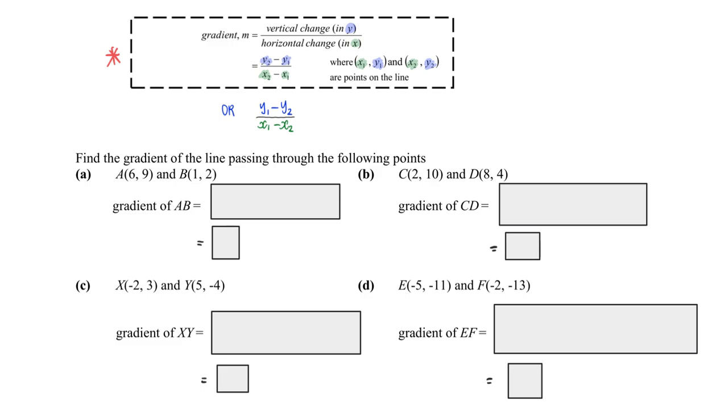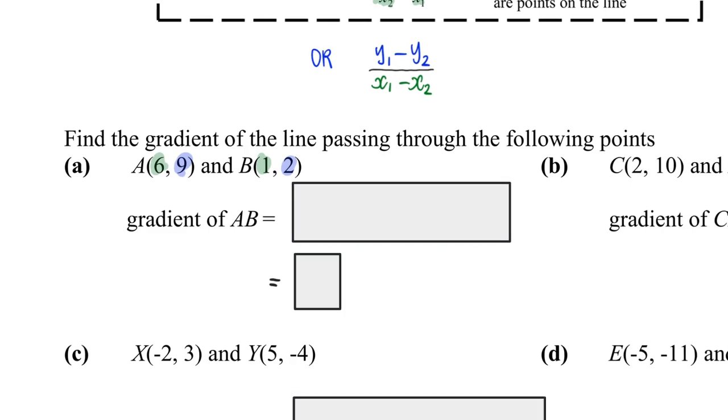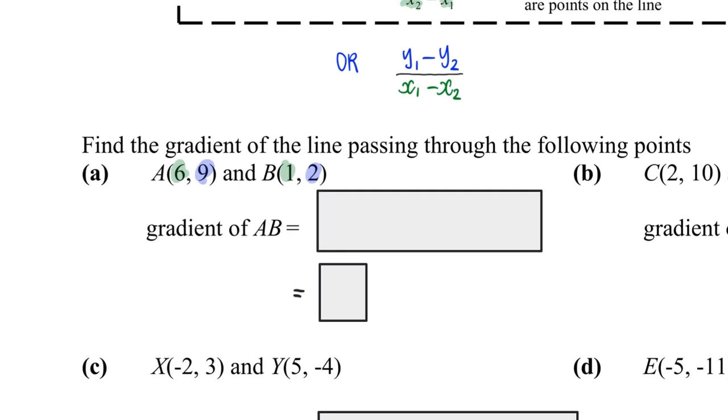So for part A, with point A and point B, the first thing I will see is that I need to make sure that I know which one is my X and which one is my Y. I'm going to demonstrate that. Let's zoom in on part A. So I could simply have my A as my x1, y1, and x2, y2, and then just apply the formula.